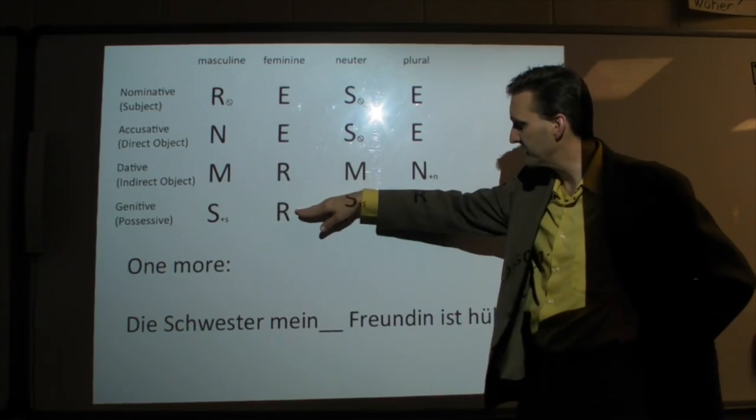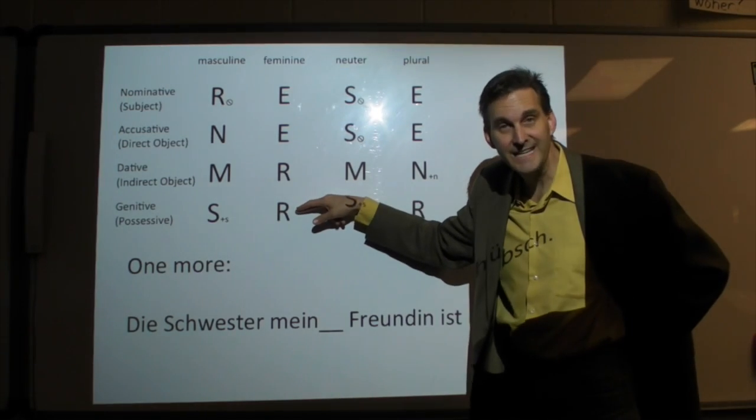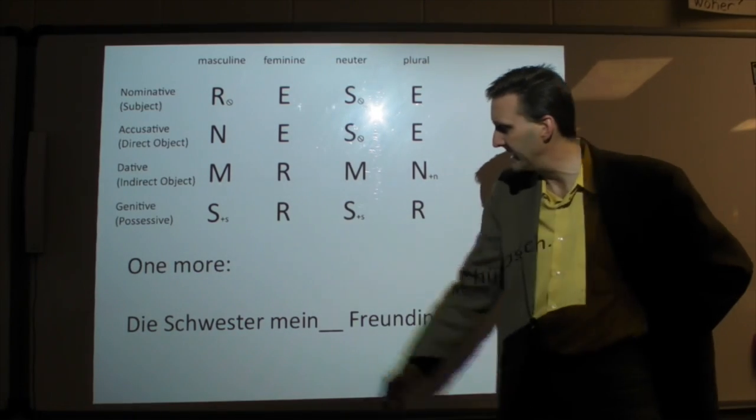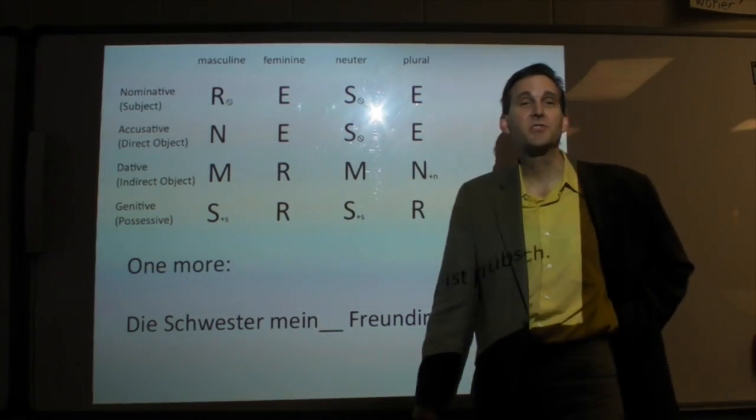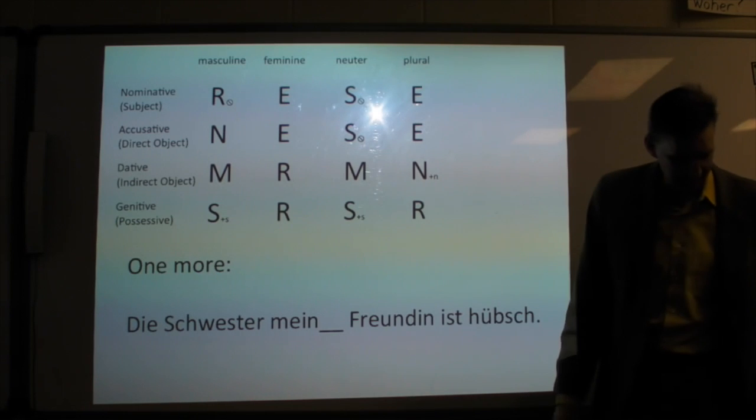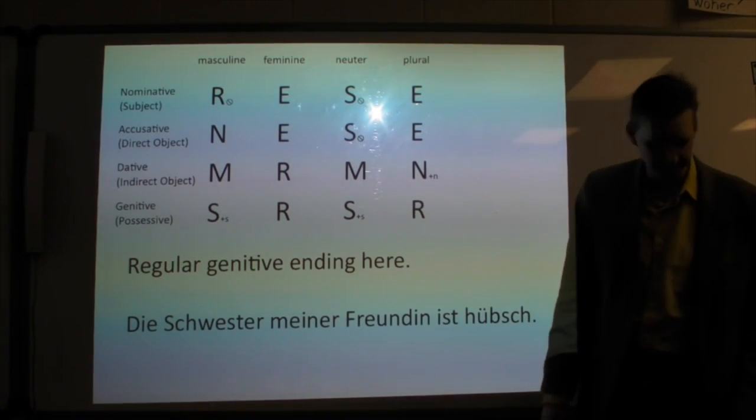And that brings us to this R. No orphaning there. We need that R. So we're going to put that R right there. Meiner. Okay. Die Schwester meiner Freundin ist hübsch. Very good.